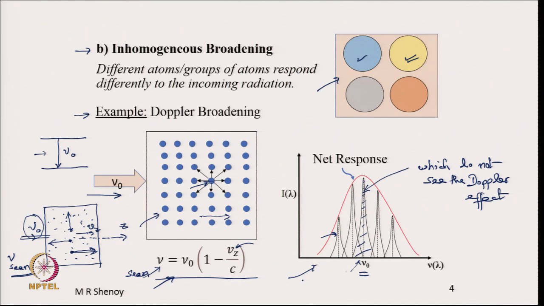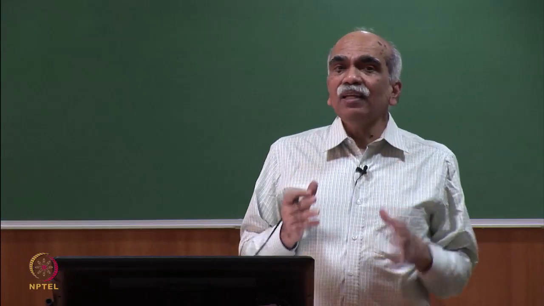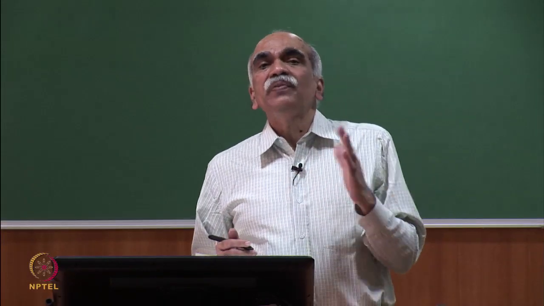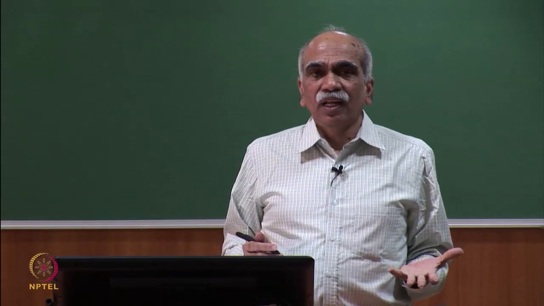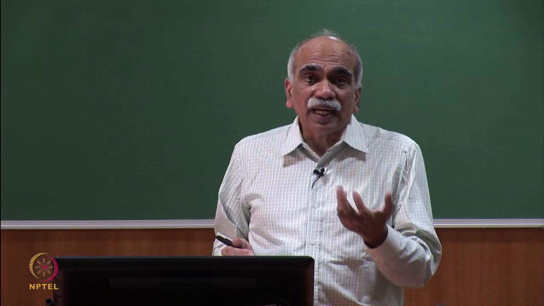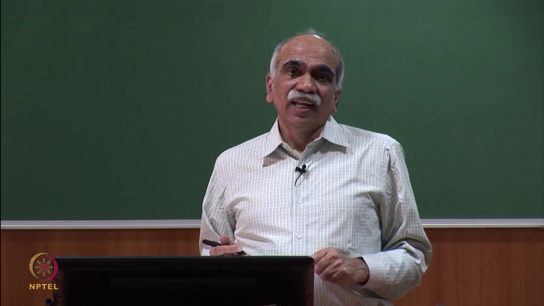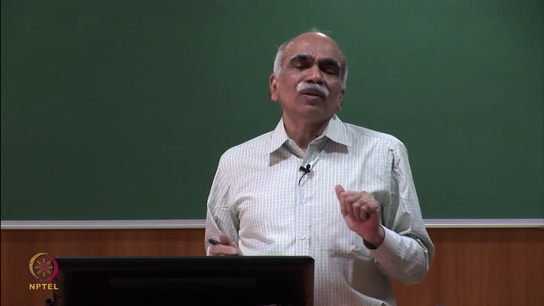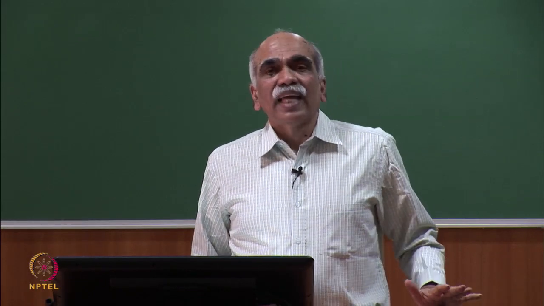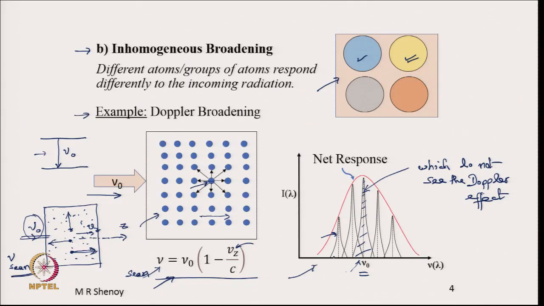So, it is the same atomic system, but different groups of atoms are travelling in different directions, and therefore, they will see the incoming radiation as different frequencies. The apparent frequency is different, and therefore, they will decide whether they would interact with the incoming radiation or not, and the strength of interaction for different groups of atoms will be different, and that is illustrated by this graph here, where different groups of atoms are centered around different frequencies.